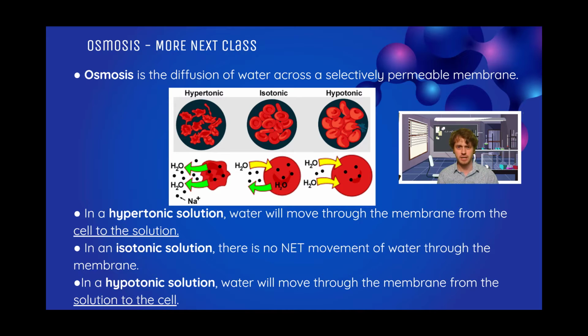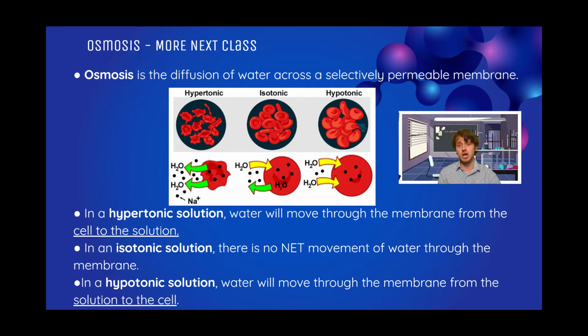If I put a cell into an isotonic solution, iso means equal or same, and so the net movement of water is going to be 0. Okay, so the cell stays the same. Hypertonic, it kind of shrivels up because the water leaves, right?